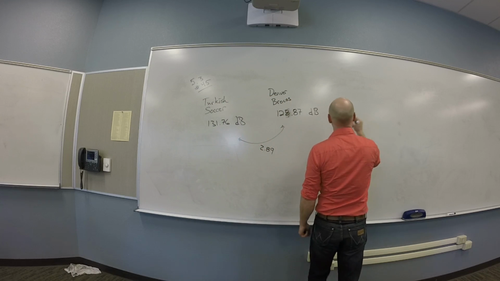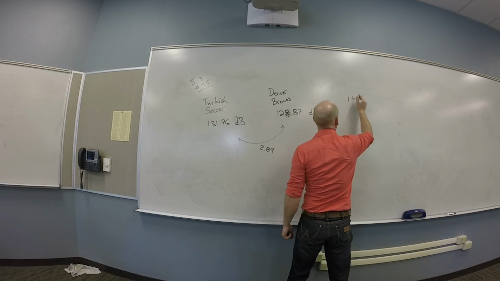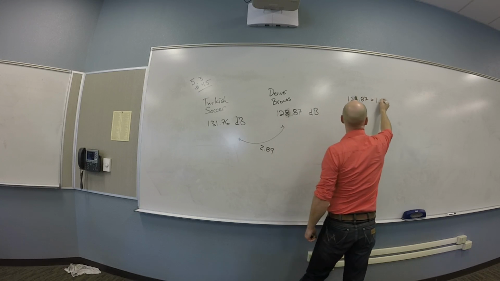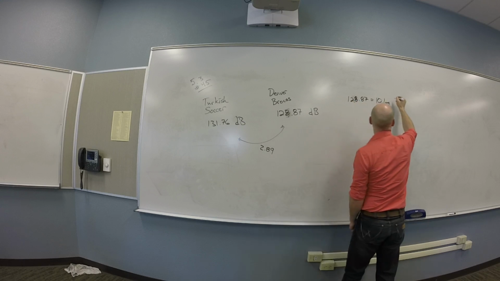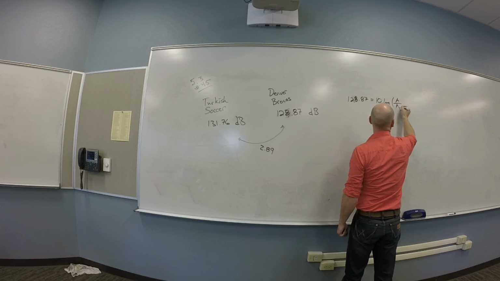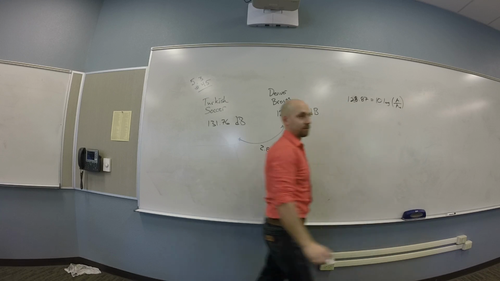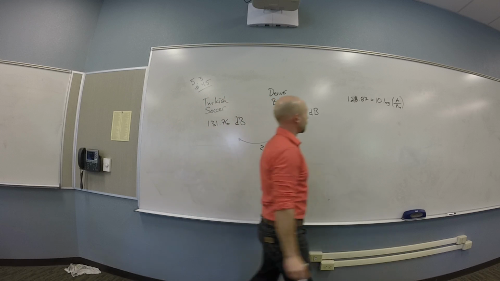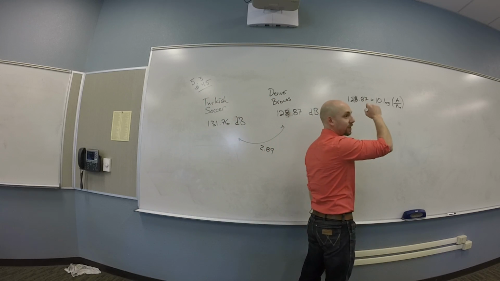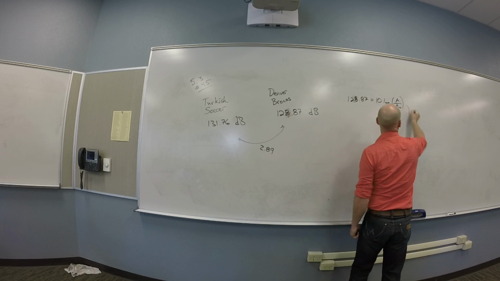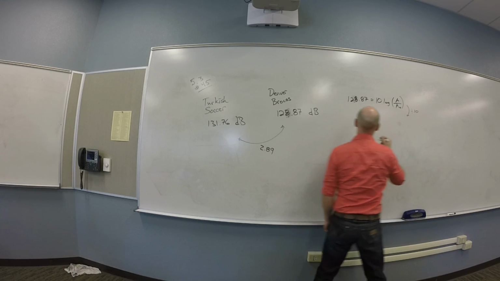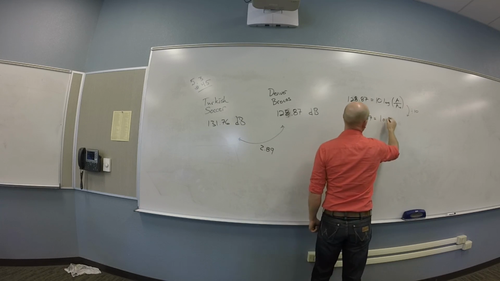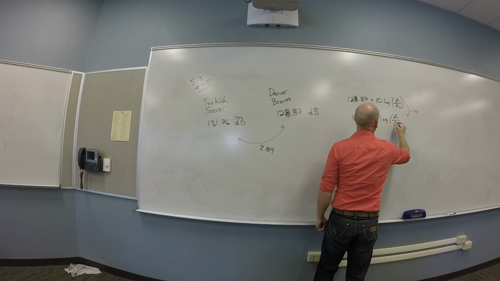Okay, let me try this. I'm thinking 128.87 is 10 times the log of the amplitude divided by some reference. Right? Okay, so that means I should divide by 10, right? So if I divide by 10, I get 12.887 is the log of A over A naught.